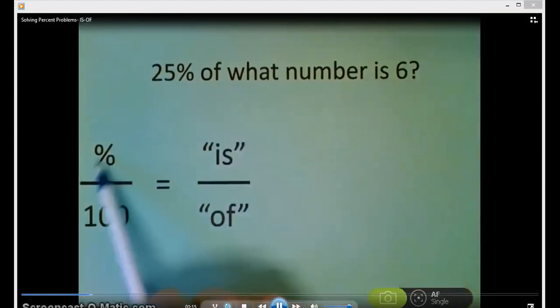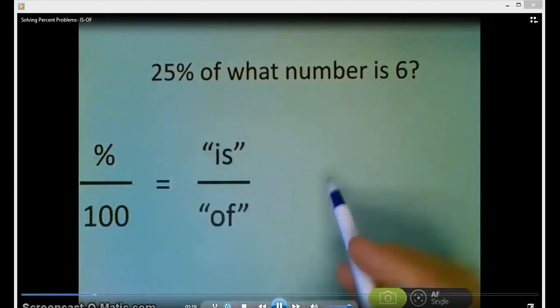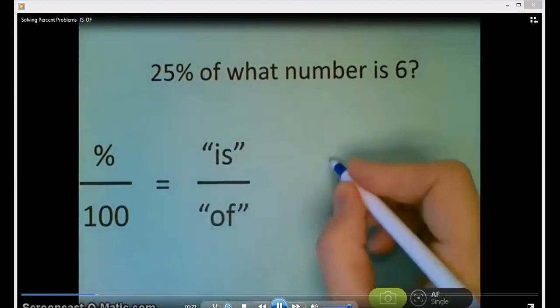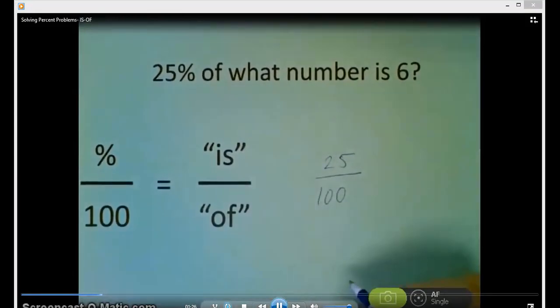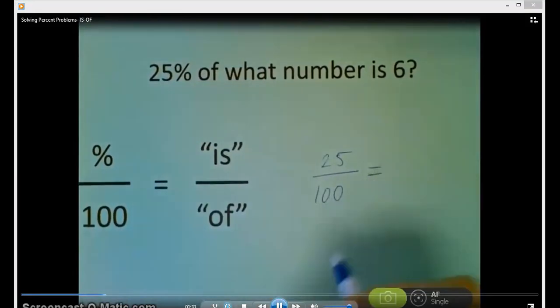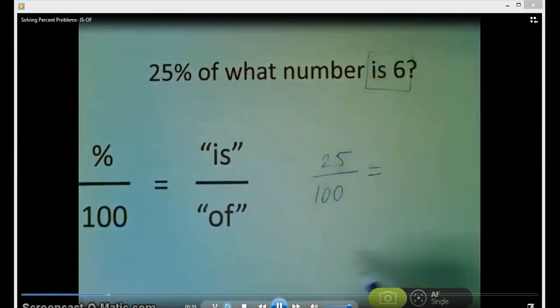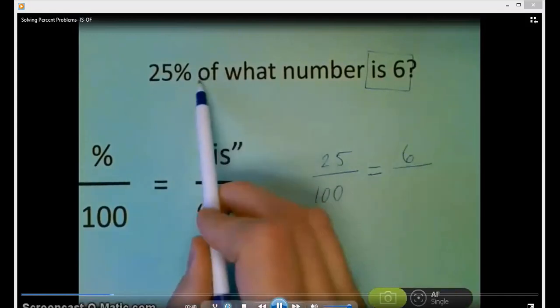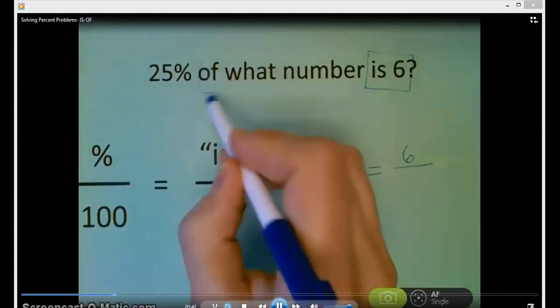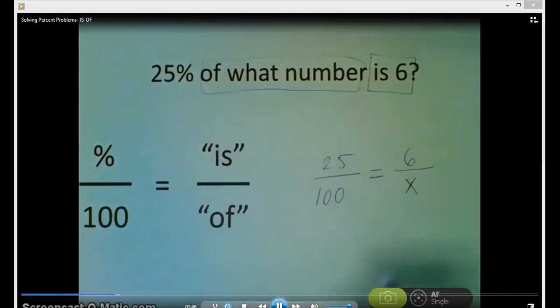Now I just have to remember this proportion. They give me 25%, which means I plug in 25. The 100 always stays the same. And it goes is over of. So they tell me is 6, which means 6 goes on the top. And of what number? Of what number is my variable, the number I'm trying to find.